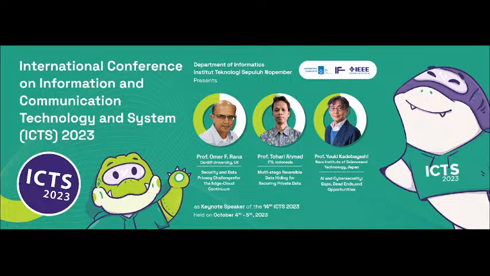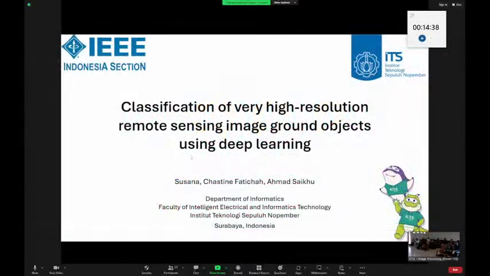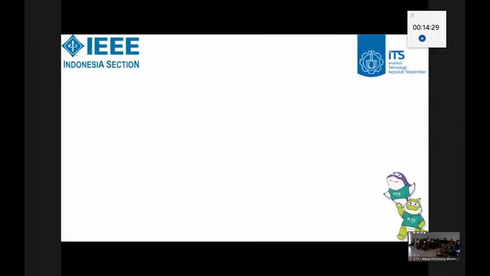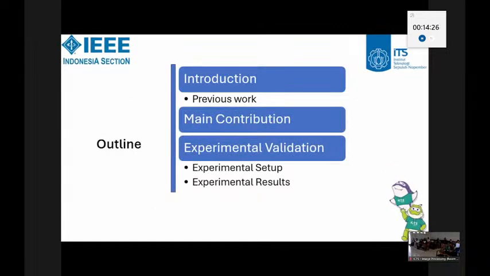Hi, everyone. My name is Susana. Today, I will present my research. The title of my research is Classification of Very High Resolution Remote Sensing Image from Object Using Deep Learning. The authors of this paper are Susana, who is me, Miss Kastin Fatika, and Mr. Ahmad Saiku. The outline of this presentation is the introduction, which includes the previous work, the main contribution of this research, experiment validation about the dataset and experimental setup, and the experimental result.